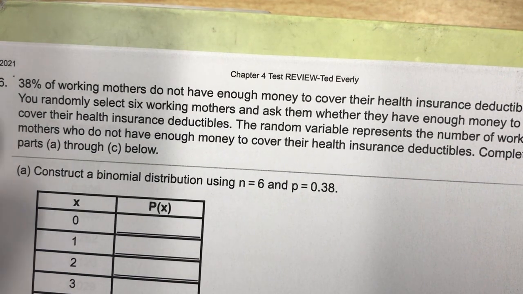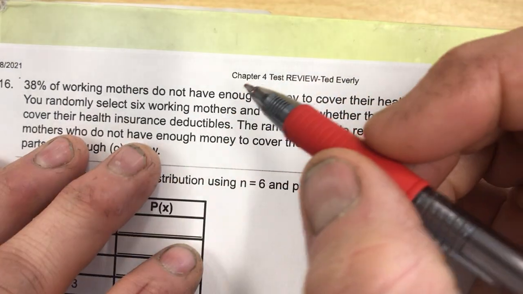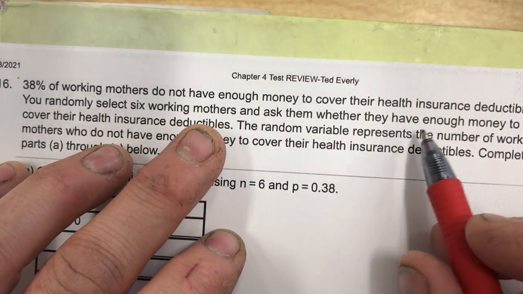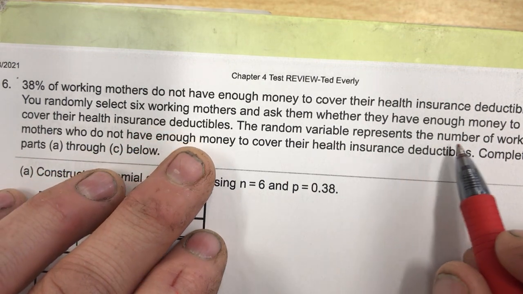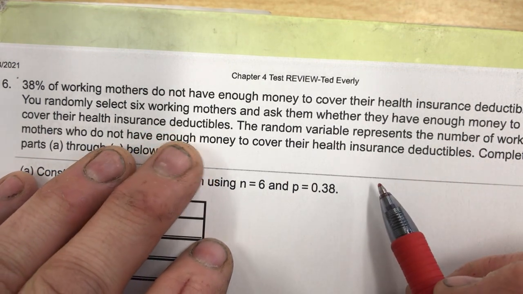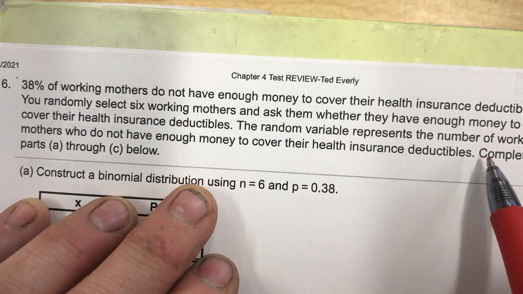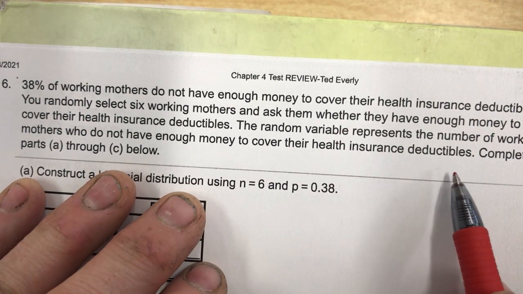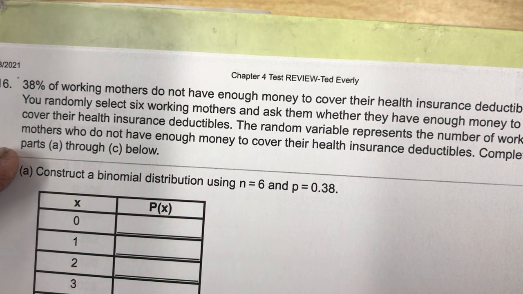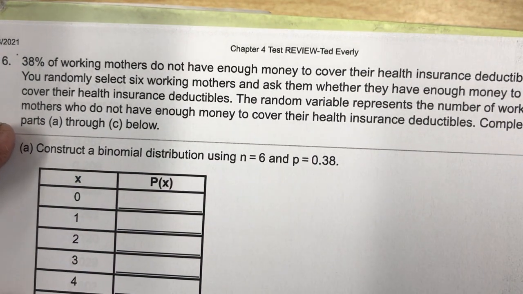Let's go to 16. 38% of working mothers do not have enough money to cover their health insurance deductibles. You randomly select 6 working mothers and ask them whether they have enough money to cover their health insurance deductibles. The random variable represents the number of working mothers who do not have enough money to cover their health insurance deductibles. Complete parts A through C.